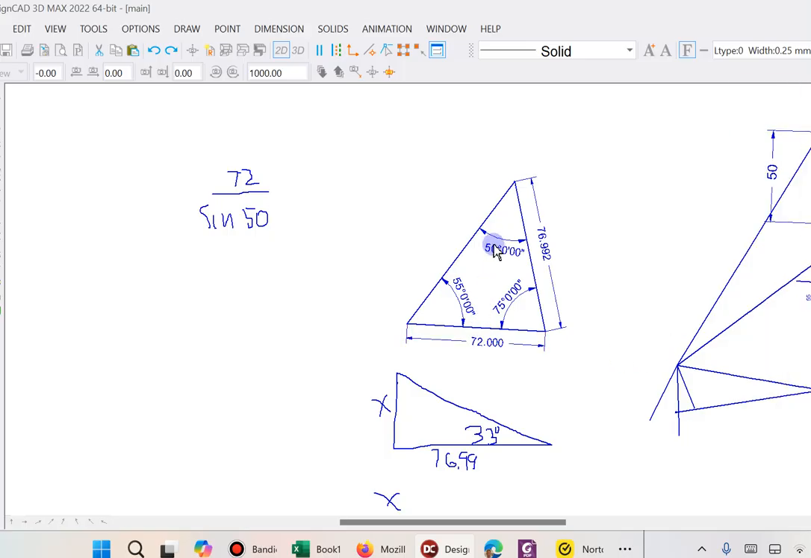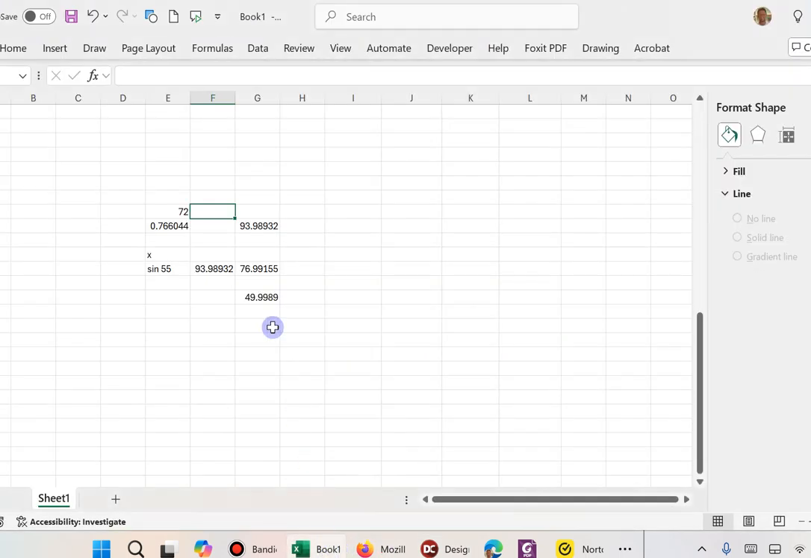72 divided by the sine of 50 equals, and let's go over to Excel. So 72 divided by the sine of 50. You could put it right here, 50, enter. Instead of 50 there, we'll just write down that value for the cell. Then when you divide, it gives you 93.989, and that's going to be the same number for all of these.